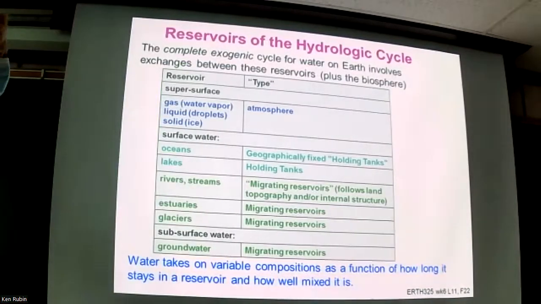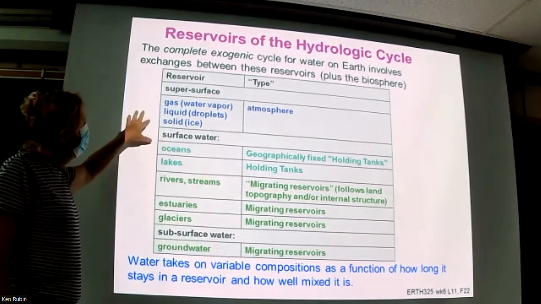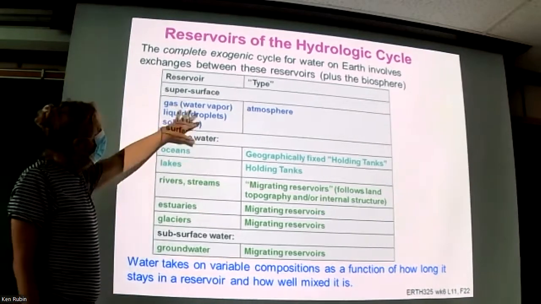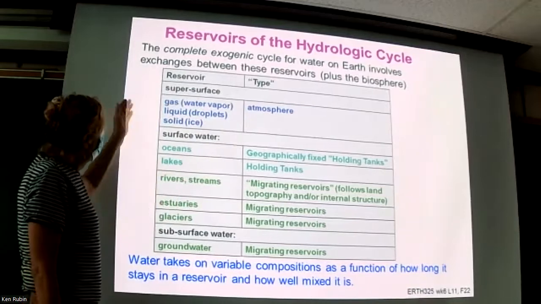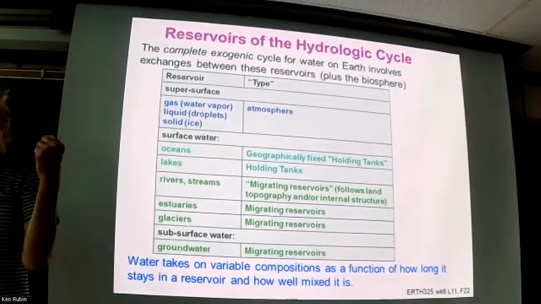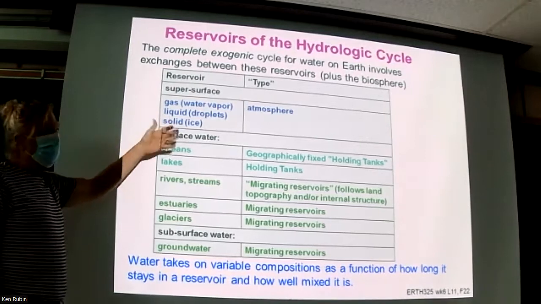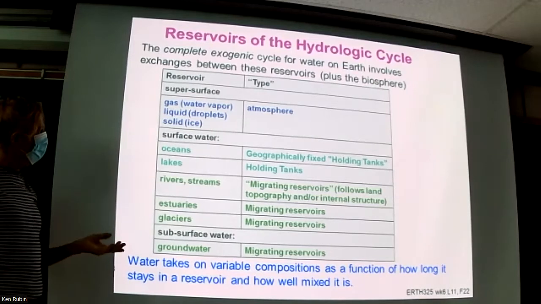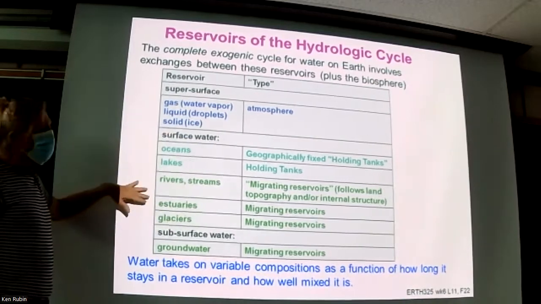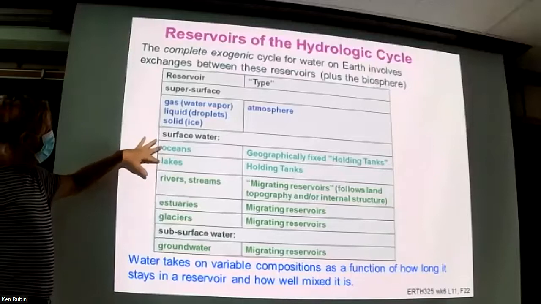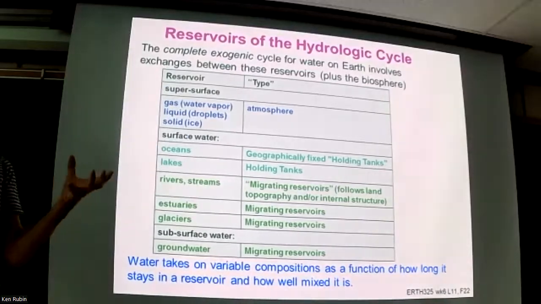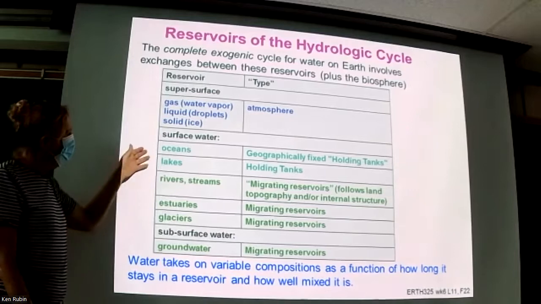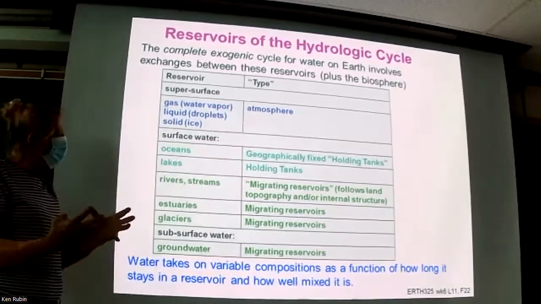So in this context, I divide up basically the hydrologic cycle into three kinds of reservoirs. Okay, we've got gas phase water. This is primarily in the atmosphere. Although we can also find liquid water in the atmosphere as droplets. We can find solid water in the atmosphere as snowflakes or as small crystals that form nuclei in clouds. Then within the surface water, we've got oceans and lakes, that I've shown in a different color here, because these are big bodies of water that I call holding tanks, in the sense that they hold water in them.